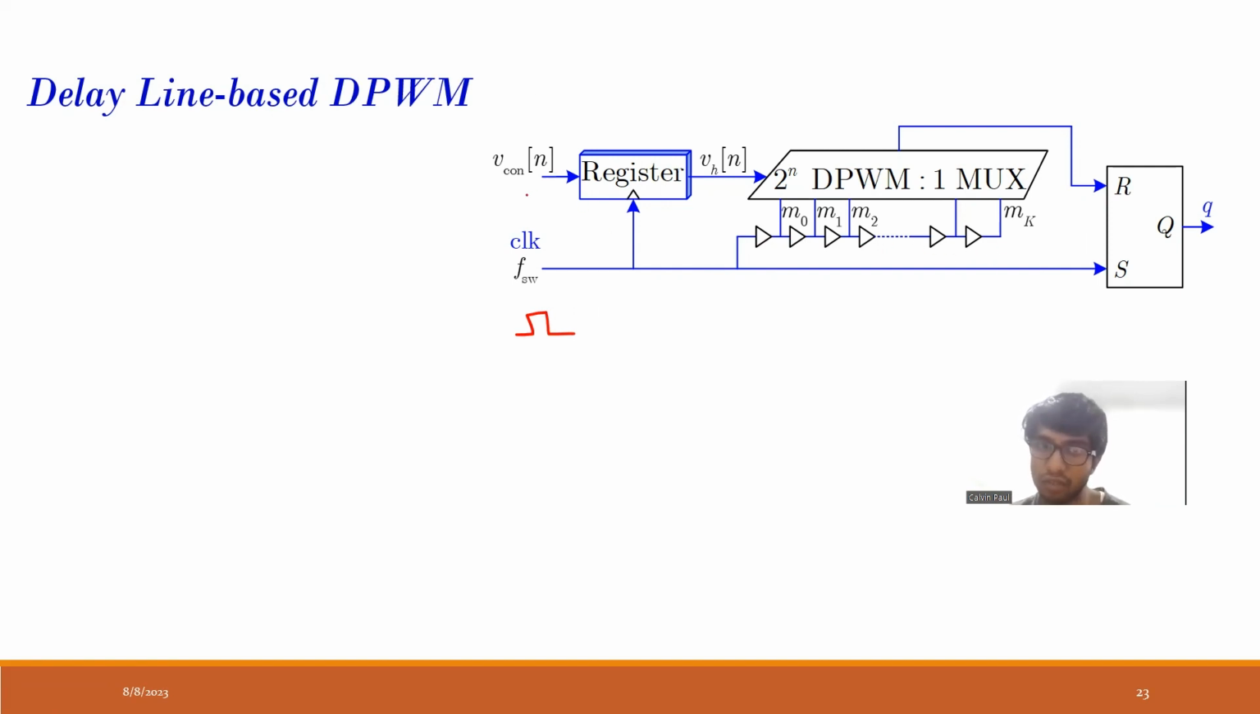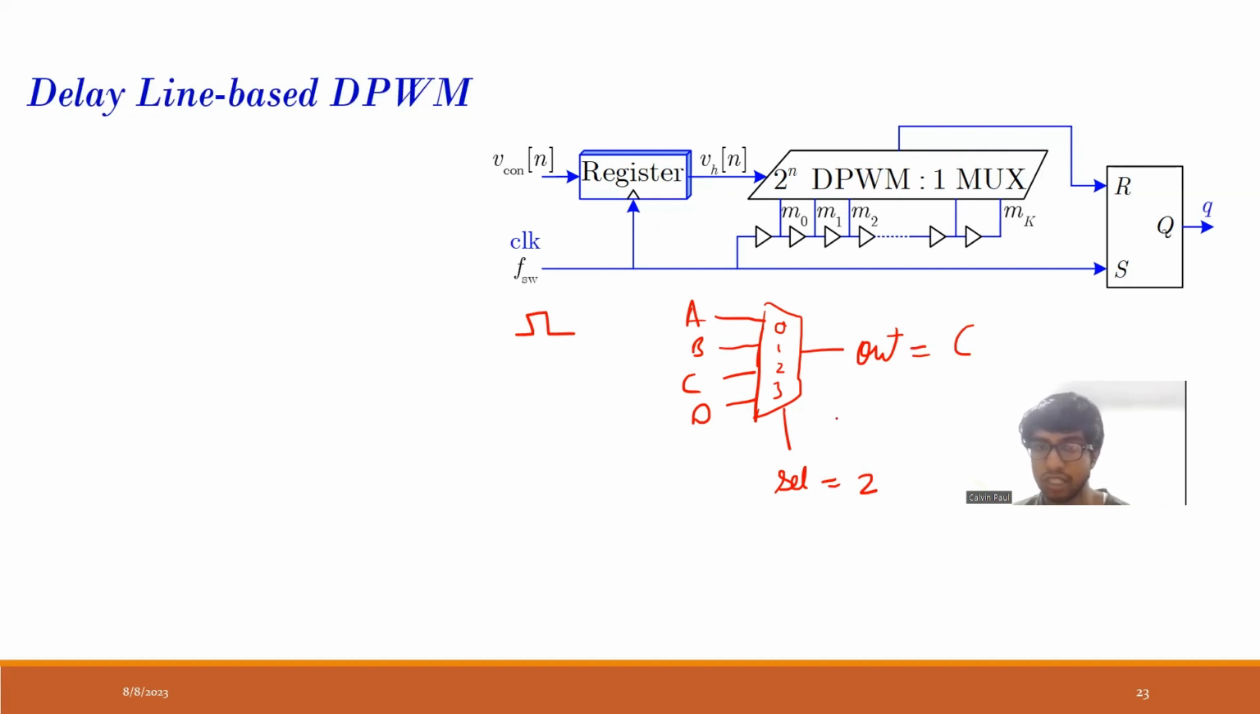Based on the value of this, it will set this VH and select the mux input. What is a mux? A mux is like this: it is 0, 1, 2, 3. This is my select line, and there are signals coming over here, A, B, C, D, etc., and this is the output. So if my select line is 2, I will get C as the output. This is the mux.